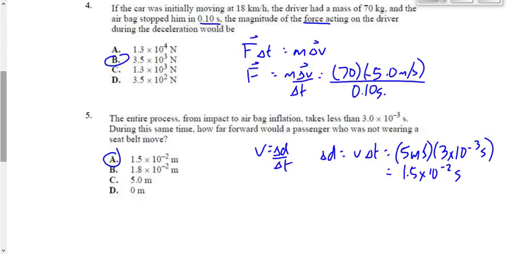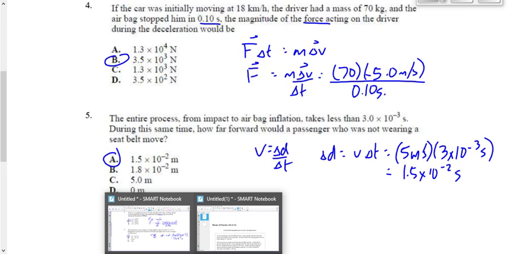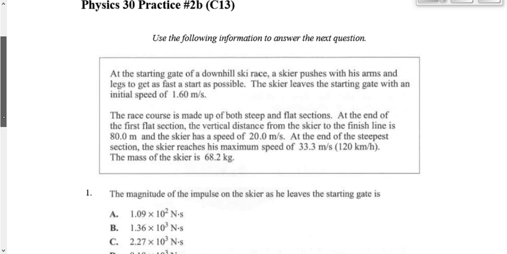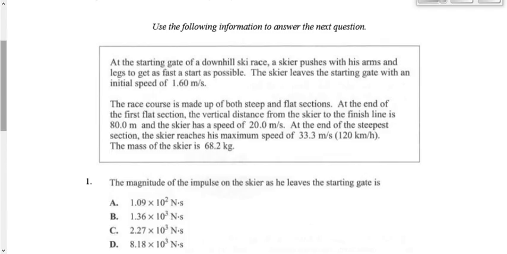And practice question set 2B. Same types of questions here. Just wanted a few more to work on here. It says, at the starting point of a downhill ski race, the skier pushes with his arms and legs to get as fast a start as possible. The skier leaves the starting gate with an initial speed of 1.6 meters per second.